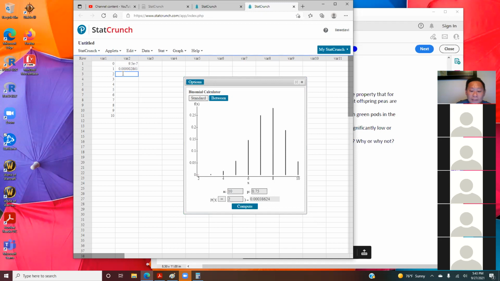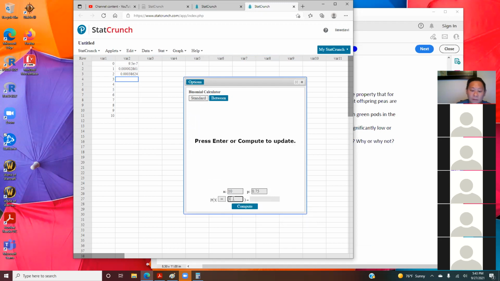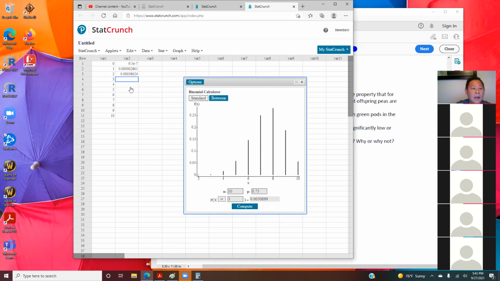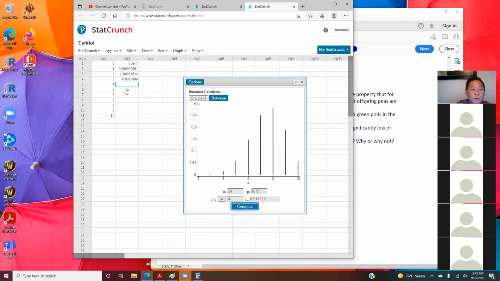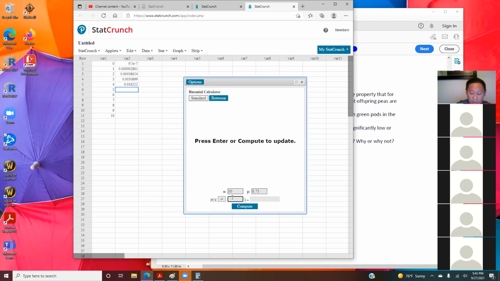Then for 2, you get 0.0003864. So you're gonna do this for all of this. You're gonna cry if you do it this way. And then you go 0.0030899. Don't do this in your test. You can. I didn't say it's wrong, but it's a lot of work.